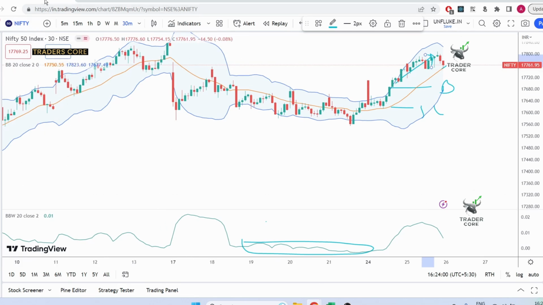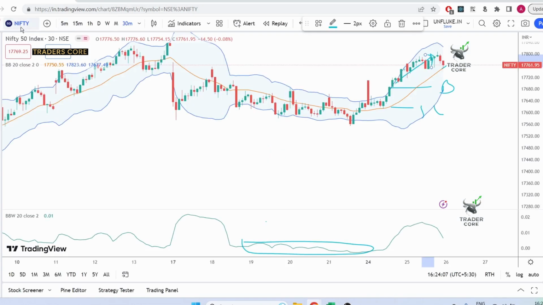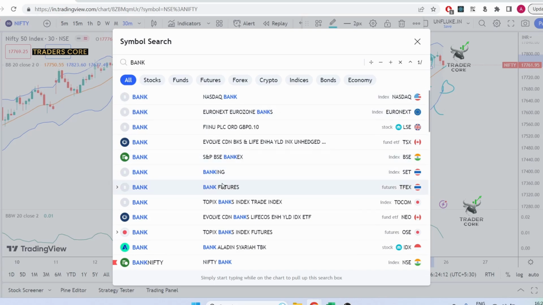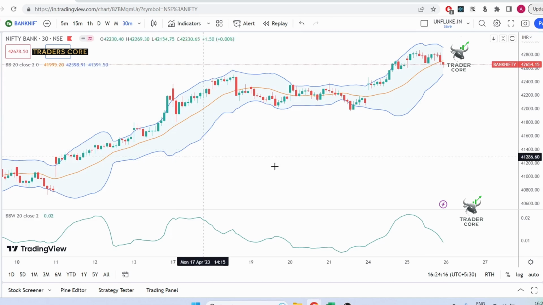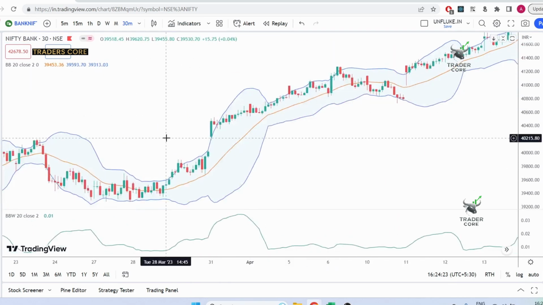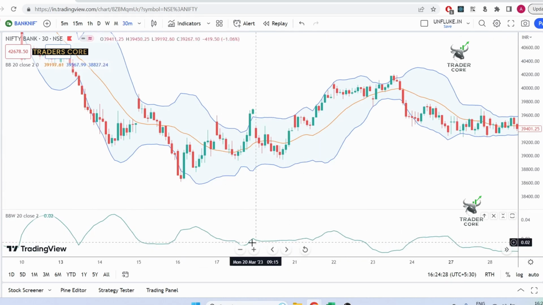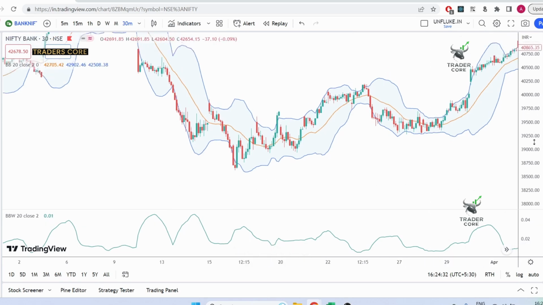Let me try to show you on one more stock. Let me just add Bank Nifty here. Let's see if we can get good trades on Bank Nifty. And let me try if we can find a selling trade. Let's see. Again, what I'm looking for is, first the Bollinger Band should be really tight, and it should be really low, which I'm not finding right now.